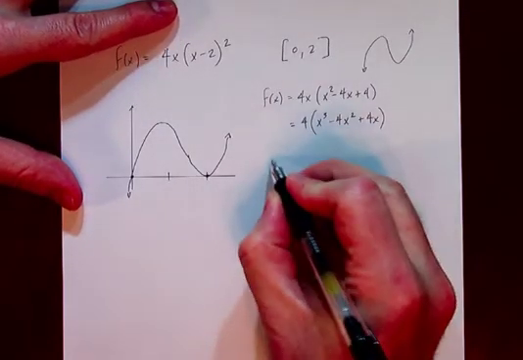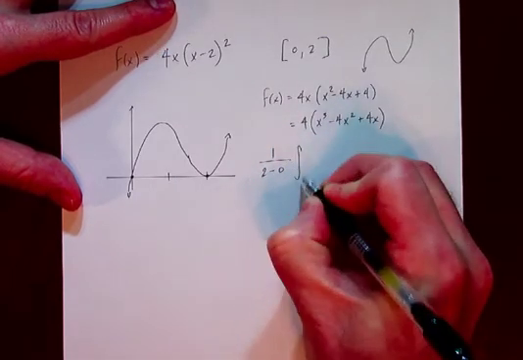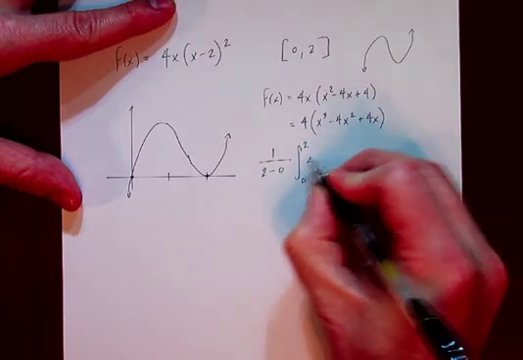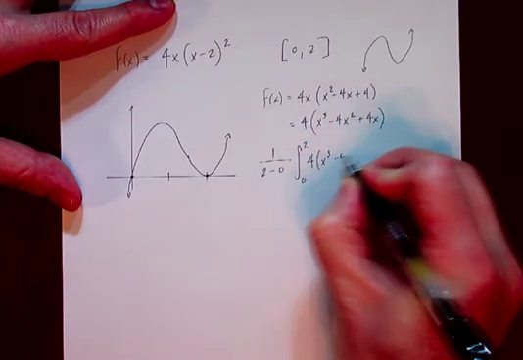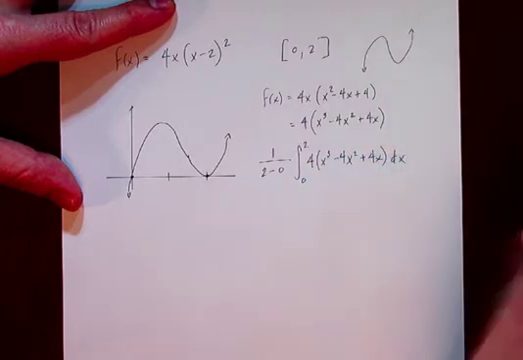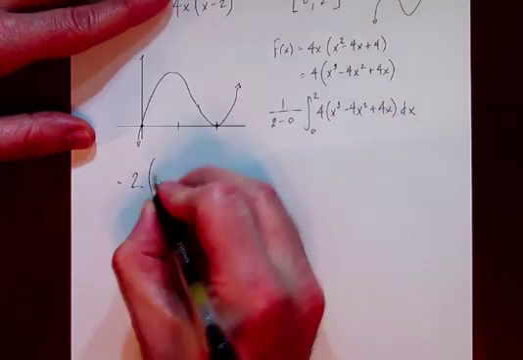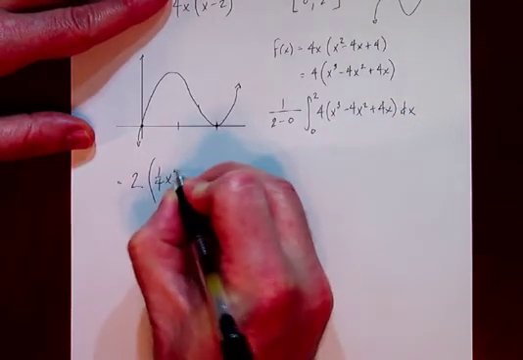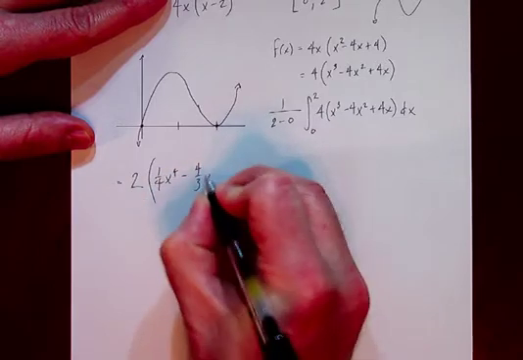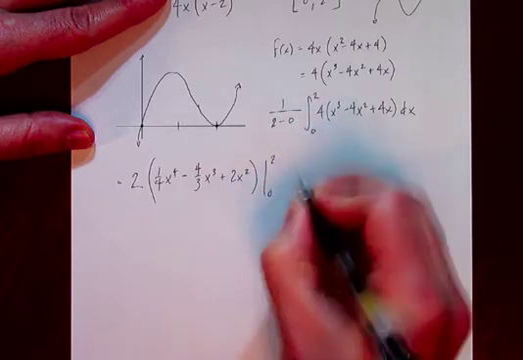So I know that my average function value is going to be 1 over b minus a, from a to b of f of x dx. Okay, well that becomes, when I pull out the 4, 4 halves, or 2, and then I'm going to just integrate term by term. I'm going to have 1/4 x to the 4th minus 4/3 x cubed plus 2x squared from 0 to 2.